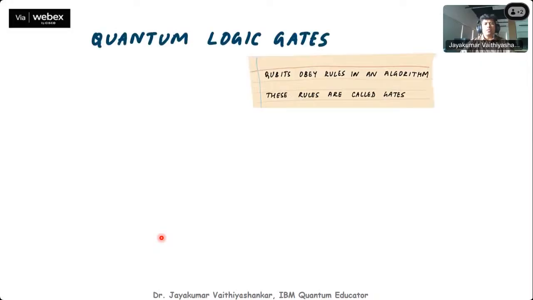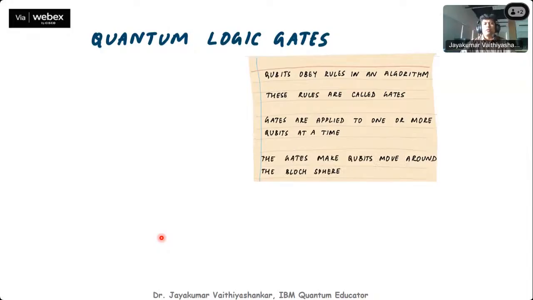Each and every quantum logic gate obeys rules in an algorithm. These rules are called gates. The gates are applied to one or more qubits at a time. So there are single-qubit gates and multiple-qubit gates, and according to your need, you select your gates. The gates make qubits move around the Bloch sphere.